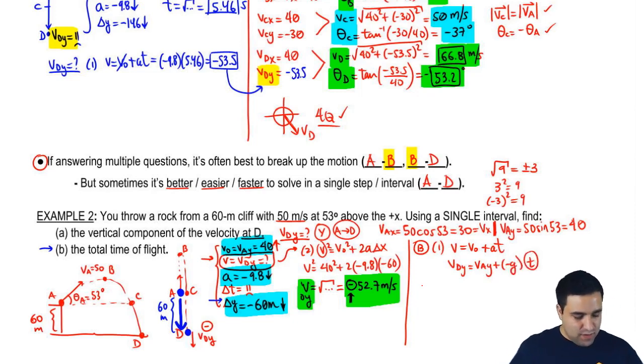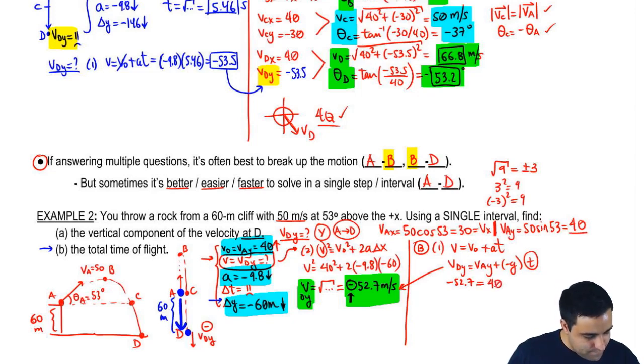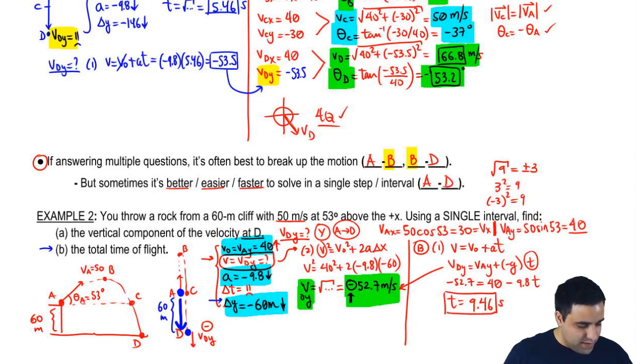The final velocity in the y-axis, I have it right here, we just got it, negative 52.7. The initial velocity in the y-axis was 40, minus 9.8 t. And if I shuffle everything around, I get that t equals roughly 9.46 seconds is my total time.